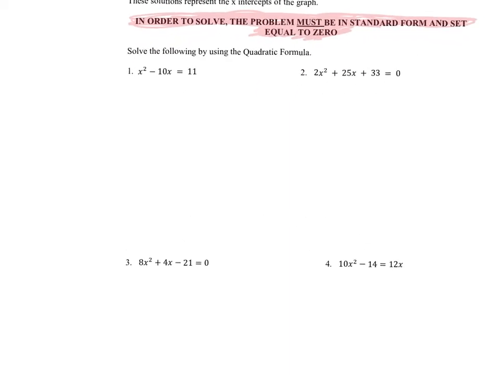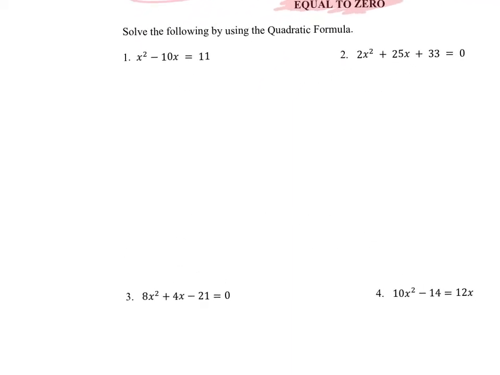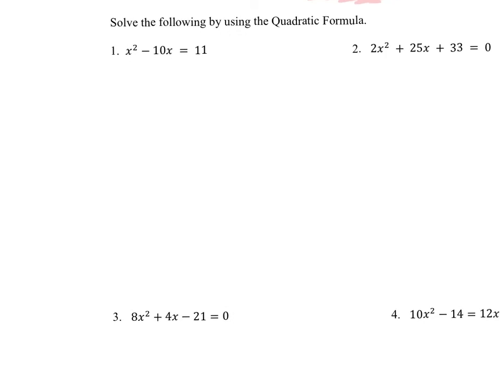So I am looking at number 1. Now, number 1, I realize that it is not in standard form and it is not set equal to 0. This problem is set equal to 11. So we need to do something to get this to set equal to 0. So my first step, and I'm going to write some steps down to the right, is to set equal to 0. And how I will do that is I'm going to subtract 11 from both sides.